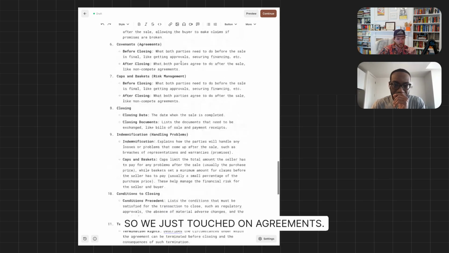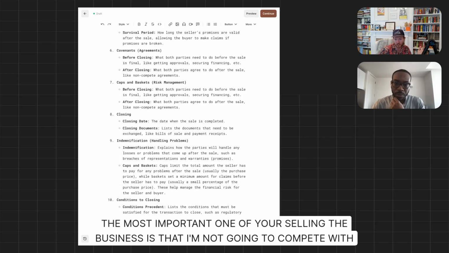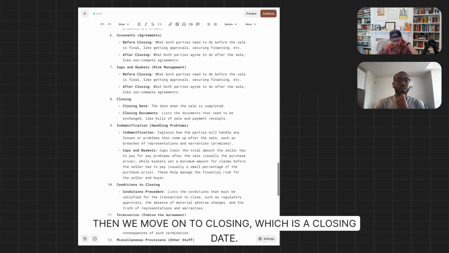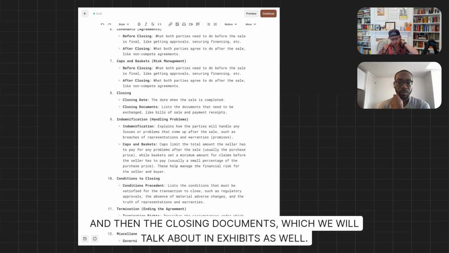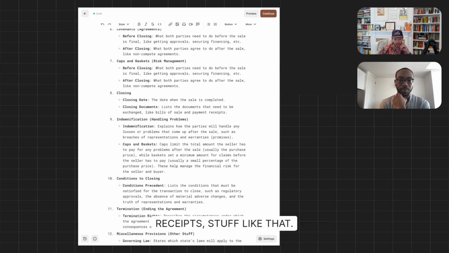All right. So we just touched on agreements. The most important one if you're selling the business is that I'm not going to compete with you and I'm not going to come take your employees or take your customers. Then we move on to closing, which is a closing date. This is when the sale is going to be completed. And then the closing documents, which we will talk about in exhibits as well. But these are the documents that need to be exchanged, like a bill of sale, payment receipts, stuff like that.